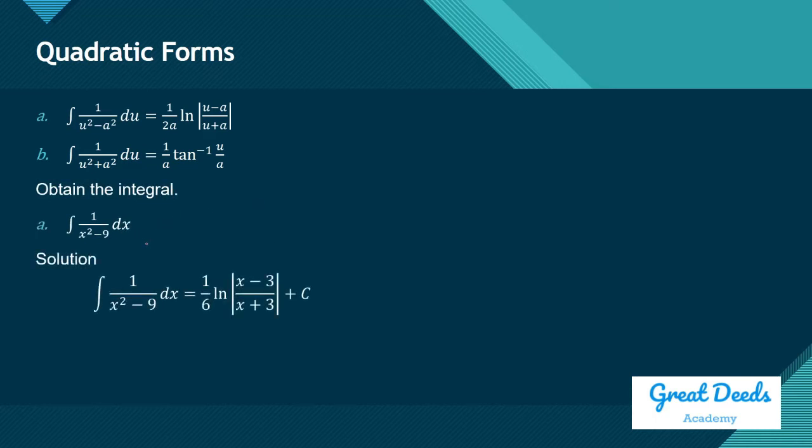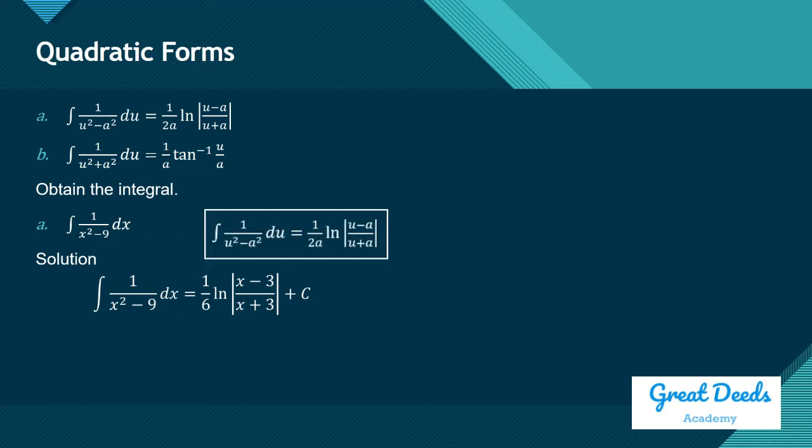Here, a is equal to 3. So the integral of 1 over x squared minus 3 squared dx is equal to, let us bring back our integration formula. Look at that. So a is equal to 3. So it's equal to 1 over 2 times 3, 1 over 6 times ln of x minus 3 over x plus 3 plus c.